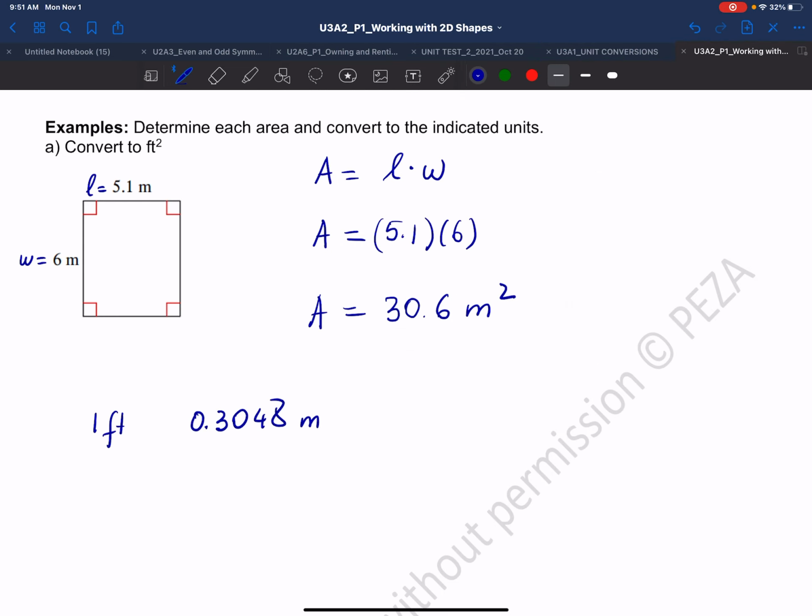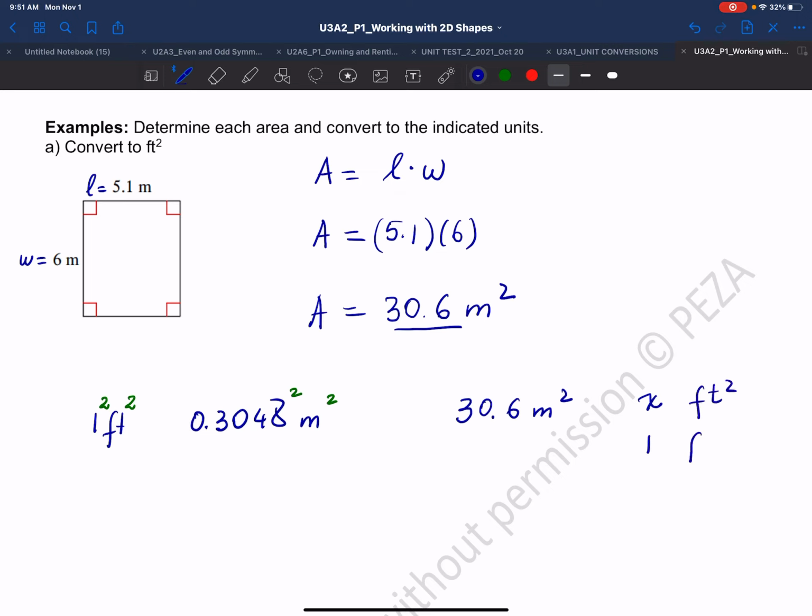So because we are converting meters squared into feet squared, we're going to need to find a connection between the two. And remember how we explained it in the previous lesson. So if we want the squared, we're going to square: 1 foot squared equals 0.3048 squared meters squared. So let's get started with what we are given first. We're going to say that 30.6 meters squared is an unknown amount of feet squared. So we're going to call that x.